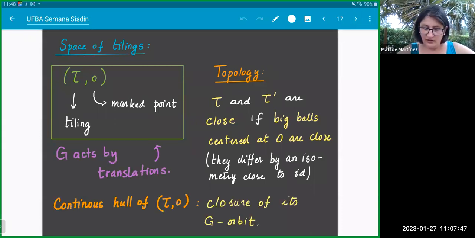And in this space of tilings, the group G itself acts by translations, because if you have a tiling on the group G with a marked point, you get another tiling by simply translating the marked point and the whole structure. So in the space of tilings, you have an action of the Lie group G, and the continuous hull of a tiling is the closure of its orbit.